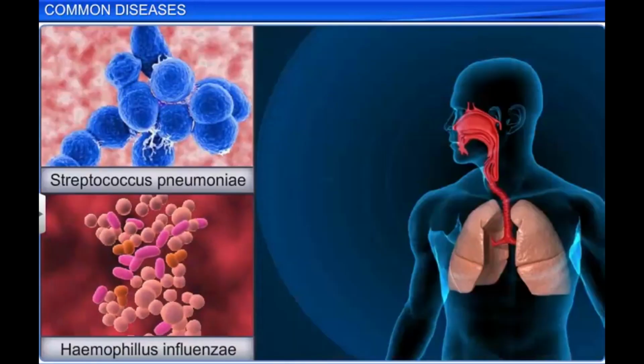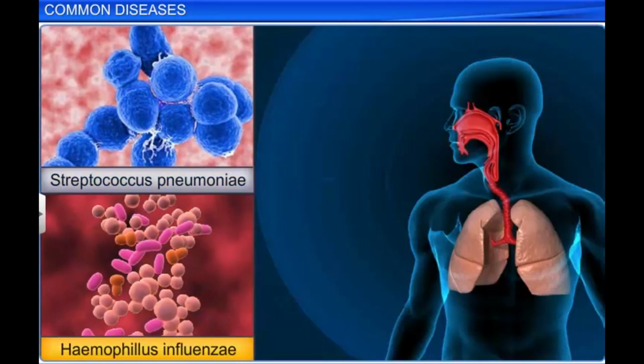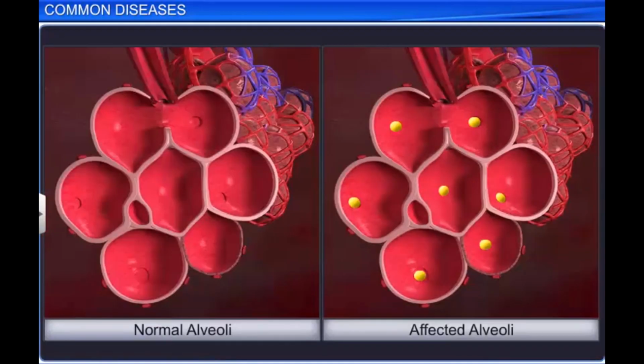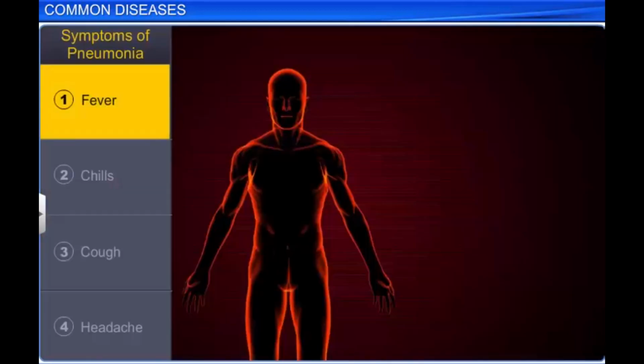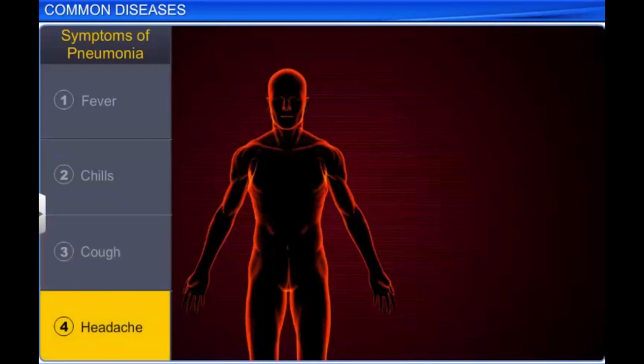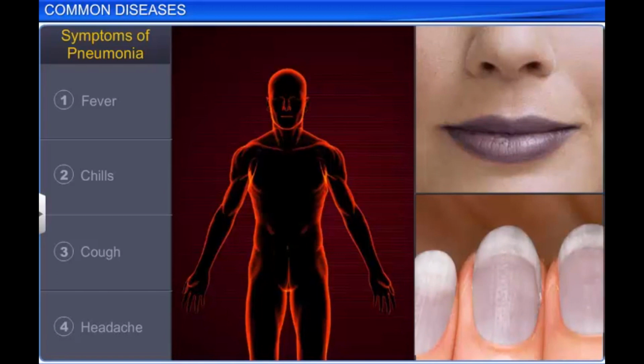Other bacteria like Streptococcus pneumoniae and Haemophilus influenzae cause pneumonia that infects the alveoli of the human lungs. As a result of the infection, the air-filled alveoli sacs are filled with fluid, and this causes respiratory problems. Fever, chills, cough, and headache are other symptoms of pneumonia. Sometimes, in severe cases, the lips and fingernails turn grey to blue in color.